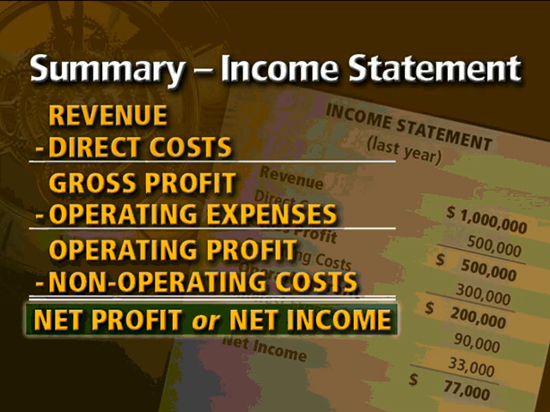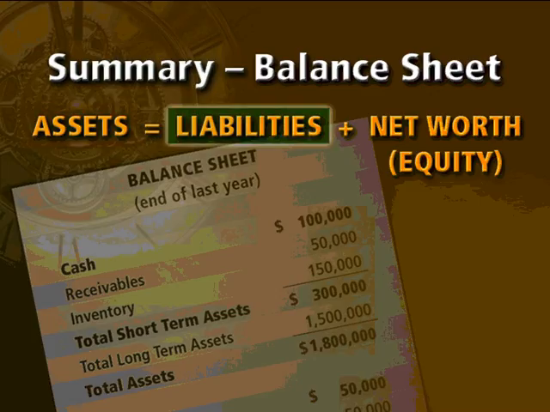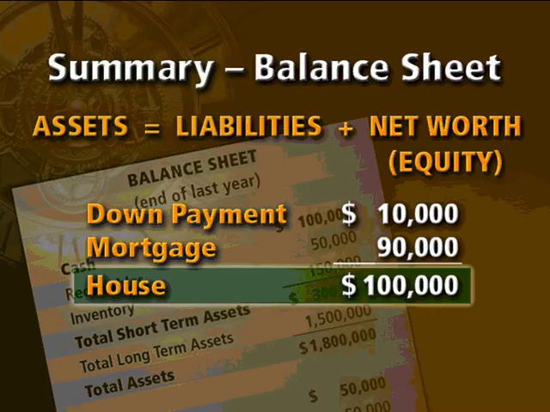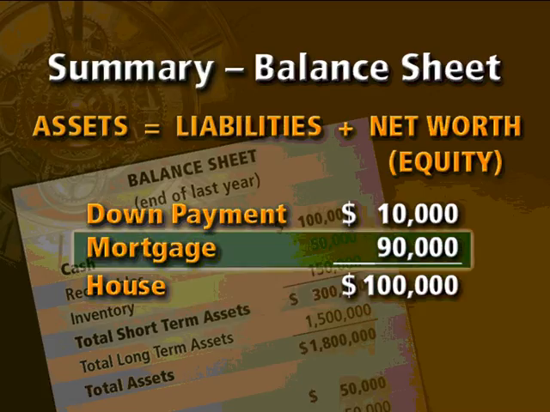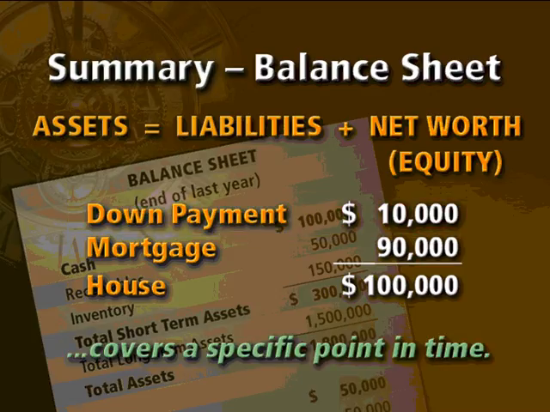It's important that you remember this example. The purchase of a $100,000 house with a $90,000 mortgage and a $10,000 deposit illustrates the balance sheet. The $100,000 asset, the house, equals the $90,000 liability, the mortgage, plus the $10,000 down payment, the equity or net worth. The balance sheet is a snapshot of a specific point in time.